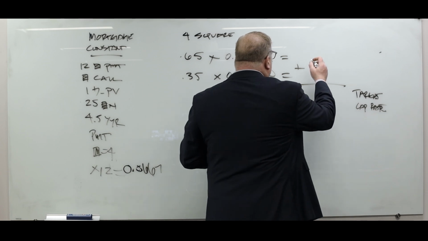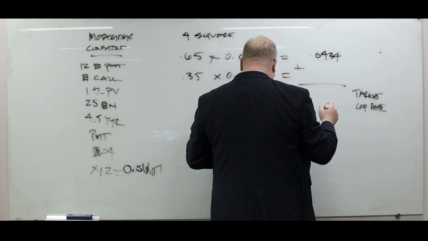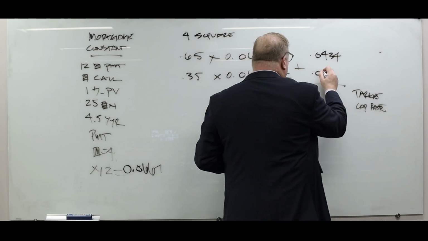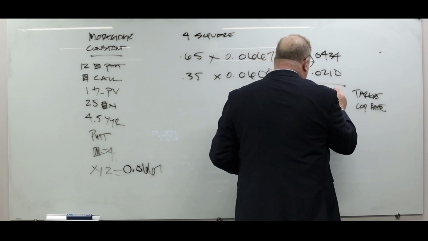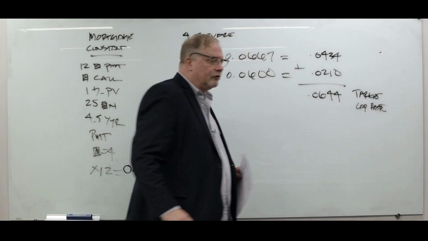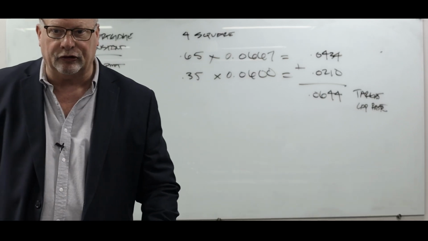All right, so this top row, I got 0.0434, and the bottom row, I got 0.0210. When I add this up, I get 0.0644. Okay, so raise your hand if you agree. Good. That's awesome. Everybody should.